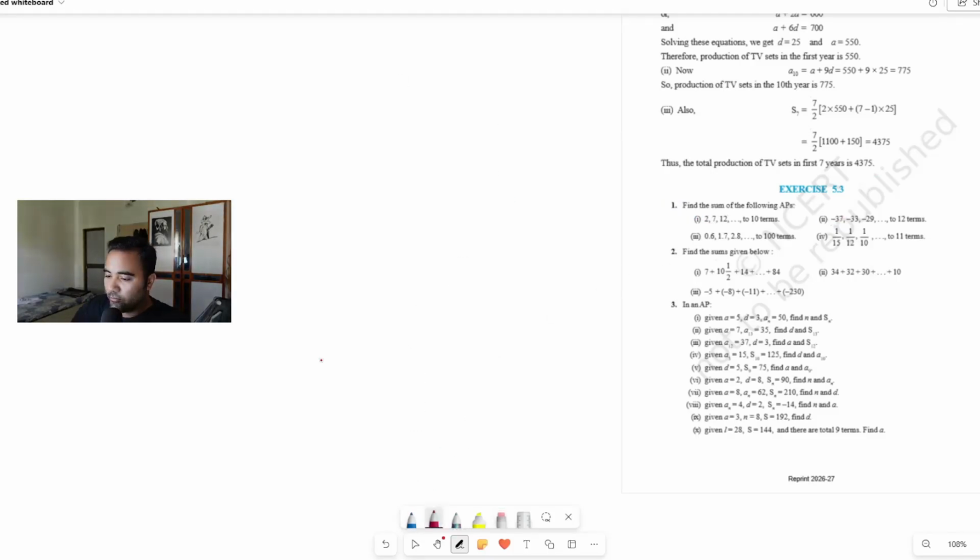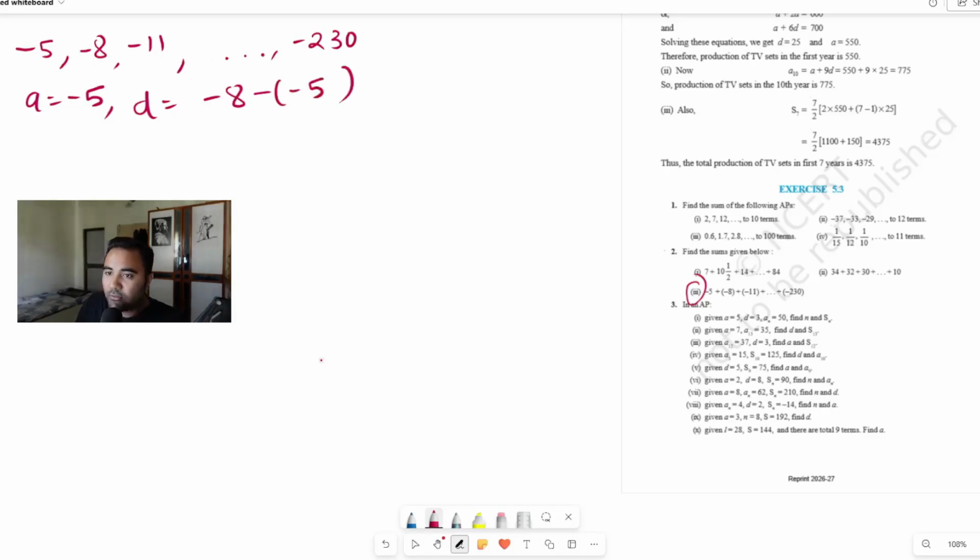That is, find the sums given below. Okay, I think I'll do the third one. Let's try the third one. Minus 5, minus 8, minus 11, and the last term is minus 230. So we know A is equal to minus 5. Common difference D is equal to minus 8 minus of minus 5. That gives minus 8 plus 5. That should give you minus 3.